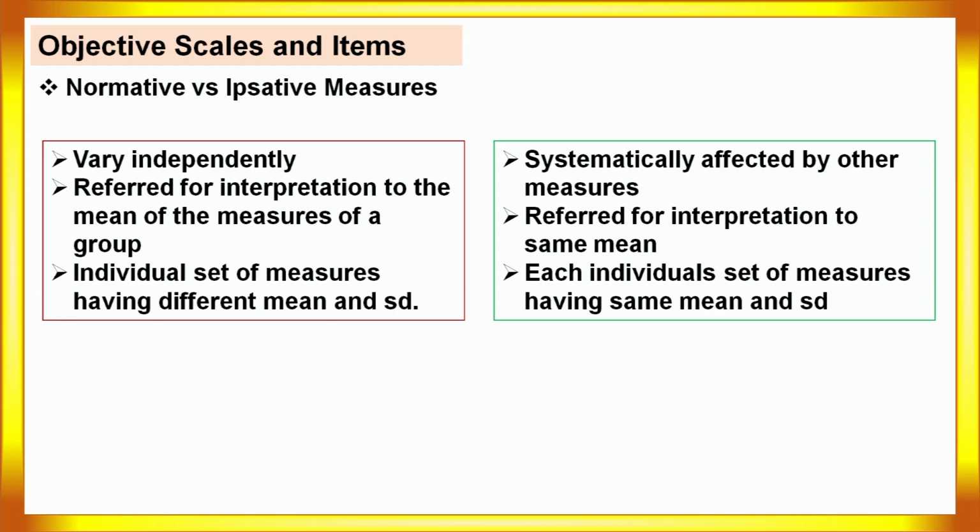For interpretation purposes, they refer to the same mean. Each individual set of ipsative measures generally has the same mean or SD, whereas in case of normative measures, each individual set of measures has a different mean and standard deviation. So, for practical purposes, you can equate it with the measure obtained from the independent item and the measure obtained from the dependent item. These are the different types of tests and scales used in social or behavioral research, and the characteristics of the items, the questions or statements, generally included in constructing those tests and scales.